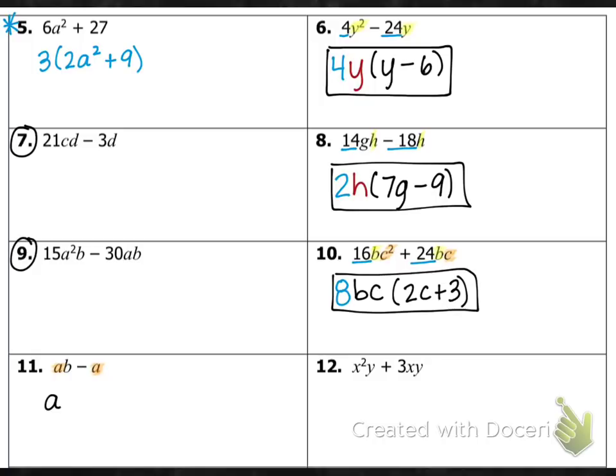Okay, let's try 11. So notice 11, both of them have A's in common. Okay, so we're going to take out an A. So we're left with, well, if both of these cancel, we're just left with a B minus, and then A divided by A, both those cancel. We can't just leave nothing there. We're going to put a 1 there. And then let's check when we multiply back in. A times B is AB. A times negative 1 is negative 1A, or just negative A. That's your answer. You guys try number 12.